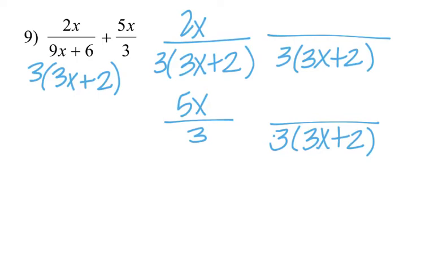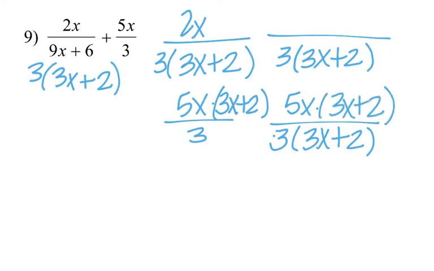Okay, so 3. What do we have to multiply it by to get 3 times 3x plus 2? 3x plus 2, right? So we're going to multiply by 3x plus 2, what is in parentheses. So 5x times 3x plus 2 will be your new numerator here.